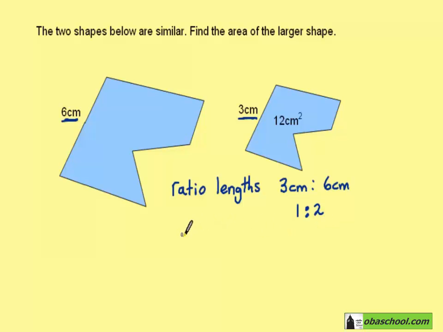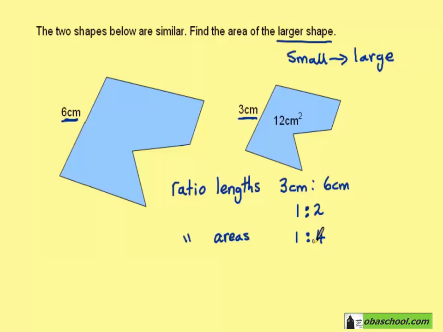The ratio for the areas, therefore, has to be 1 squared to 2 squared, which is 1 to 4. Now if we consider that it's the larger shape we're trying to find, so we're enlarging from small to large.